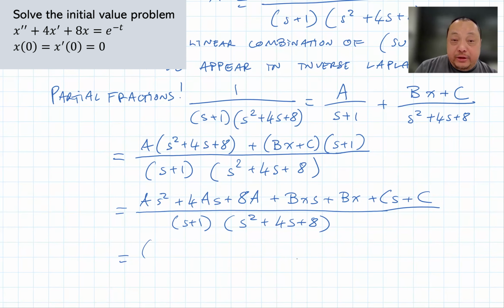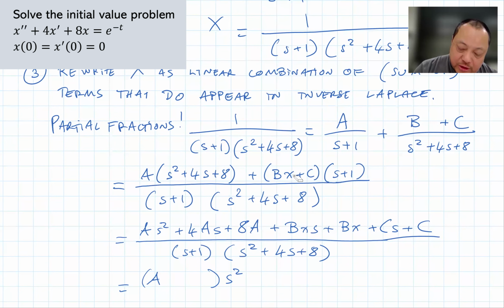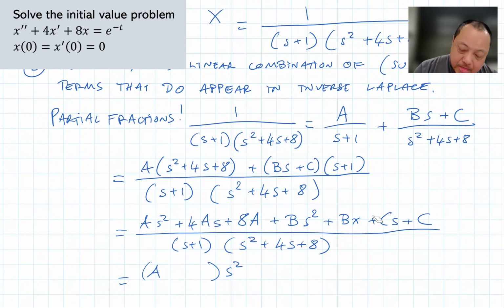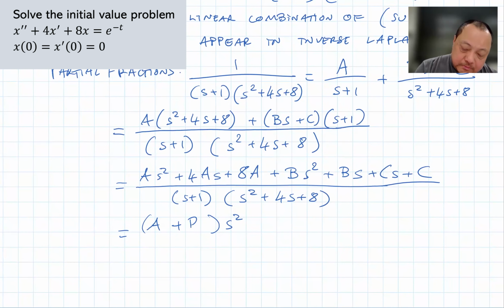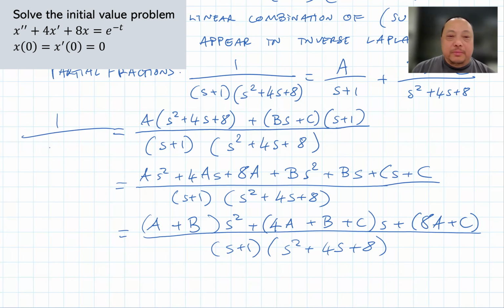And now I combine like terms, all the s squares. Oh, these should be s's. All the s's and all the constants. And all this should be equal to 1 over that same denominator.